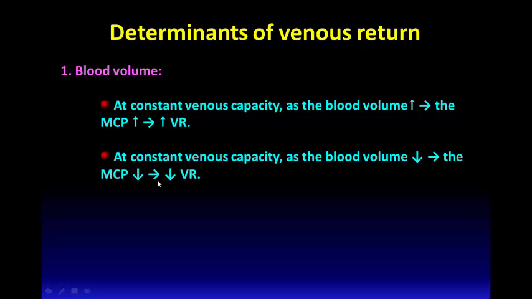On the other hand, at constant venous capacity, as the blood volume decreases, like what we have in hemorrhage, the unstressed volume remains the same, while the stressed volume decreases. The decrease in the stressed volume lowers the mean circulatory pressure, hence the venous return is also lowered.